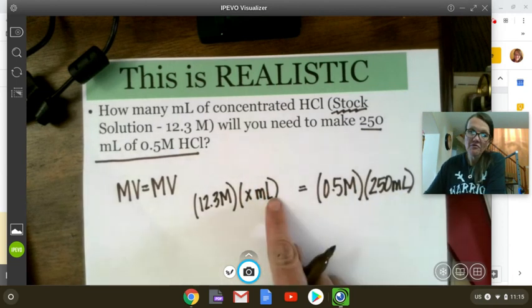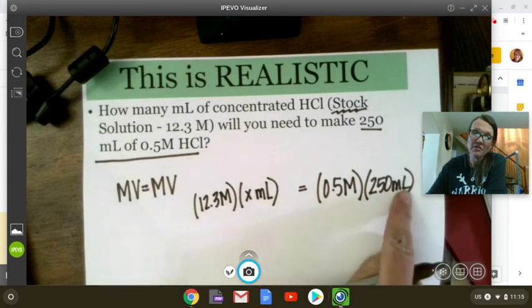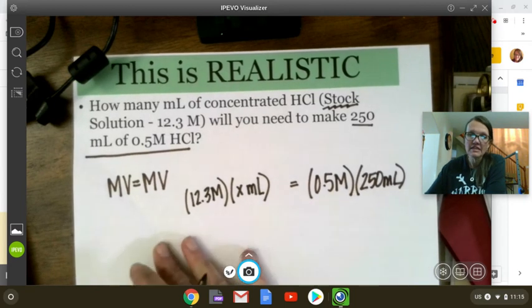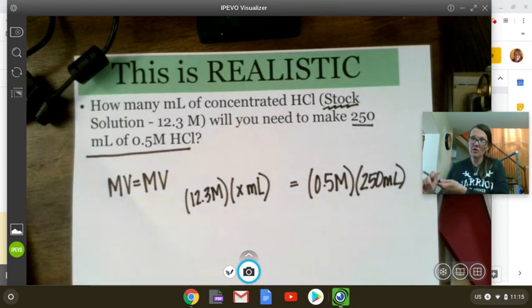Now, I went ahead and wrote milliliter here because I had milliliters over on this side. And remember that the units have to be the same, okay? And so there you have it. That's the minimum amount of work that you would have to show in order to get full credit. Now let's solve it, okay?